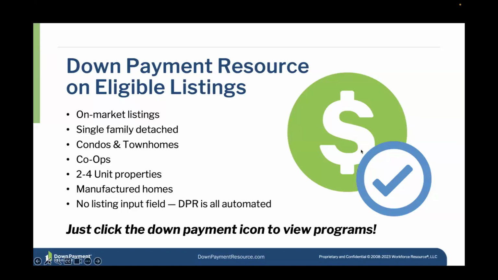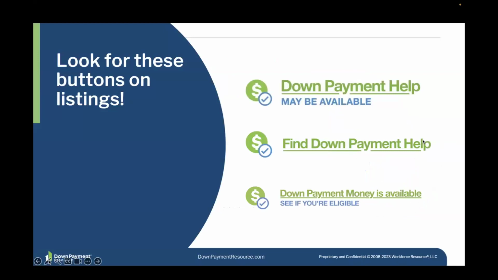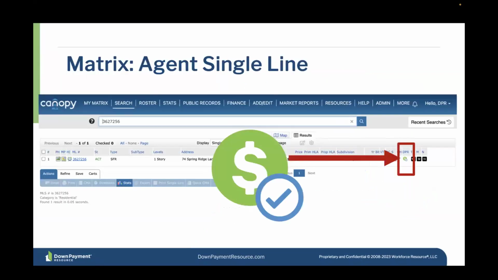All right, so those are the kinds of properties where you will see this down payment button in Matrix on agent single line and list views and in One Home. So I'll cover that in a moment as well. Now, this is what you're looking for on listings. And you may see some of the contextual buttons here in other workflows as we talk about the down payment resource IDX feature or Down Payment Connect. But that $ with the check mark, that is our indicator that a listing is eligible for some help. And when you click it, we tell you what's out there.